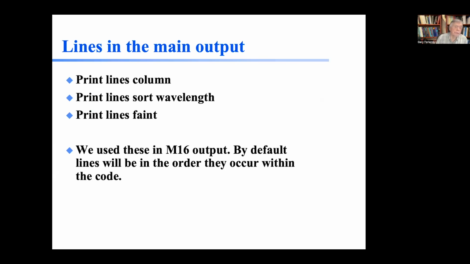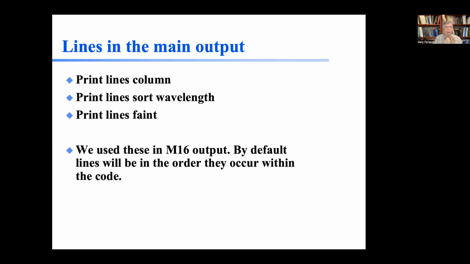In the cases we've done so far, the M16 models, I've included these three commands. In its default state, Cloudy will report the line spectrum in an order that makes sense to a programmer, but not to a spectroscopist. So if you want the lines to be in a sensible order, at least to a human, you might want to include these three commands.